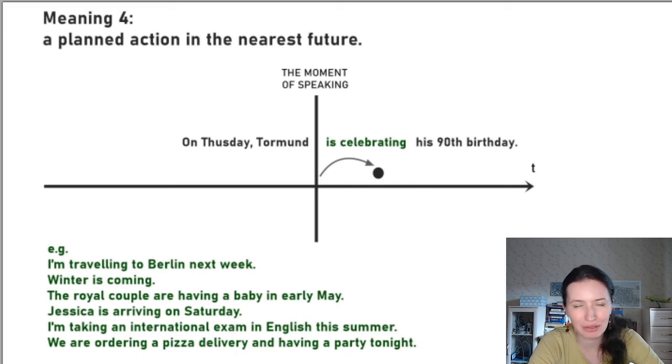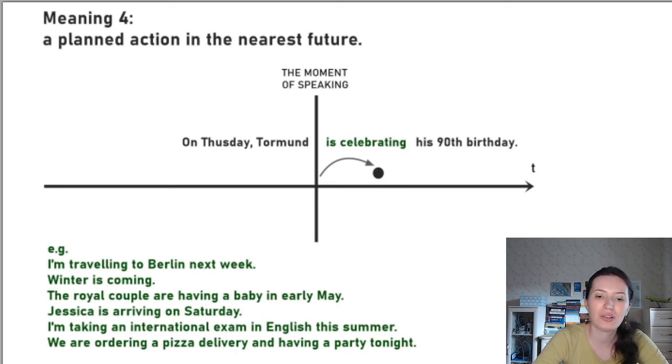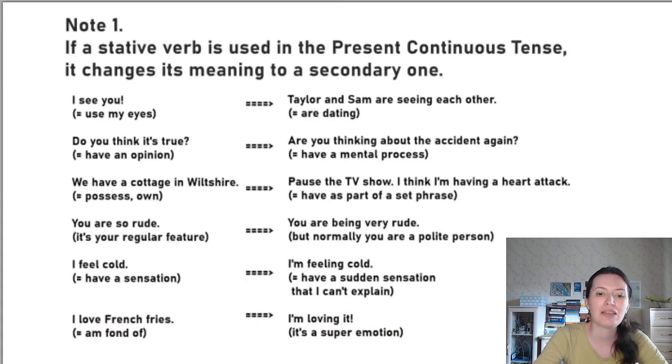There is reason to believe that winter is coming. Or the third example here, the royal couple are having a baby in early May because Kate Middleton is pregnant. She has a term, and you can predict how long it's going to take to have a baby, right? So yes, that's a planned action in the nearest future, and that's the last meaning of the present continuous. There is one more note. Some people can add it as the fifth meaning if they want to, or it can be a note to the present continuous tense generally. So when we talked about classification of verbs, we said that there are stative verbs and dynamic verbs according to their relation to the continuous form.